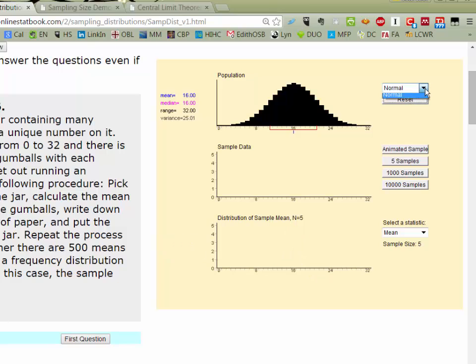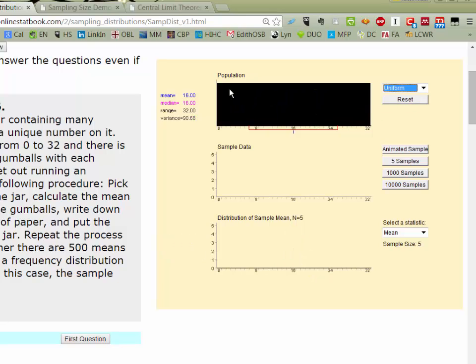I can also do this using what's called a uniform distribution. So the mean is still 16, but now the variance or standard deviation is much bigger because scores are equally likely at every place along the range. So when I draw my sample of 5, they're much more likely to be spread out towards the edges than they were before because the edges are now just as common as the center part was.